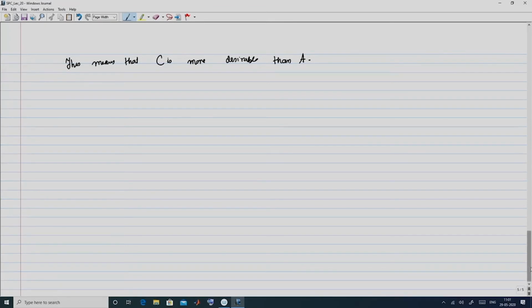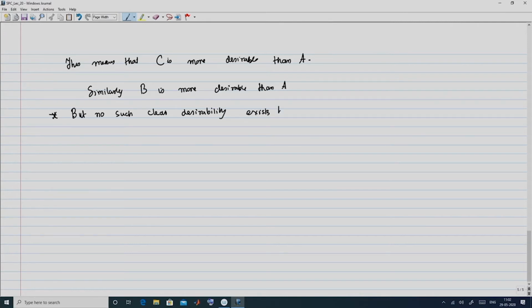Okay, however, if you go back and observe carefully, so now you see that this is very clearly distinguishable in case of A and C, and in a similar manner if you compare A and B, similarly B is more desirable than A. But since there is an intersection of B and C, no such clear desirability exists between B and C.